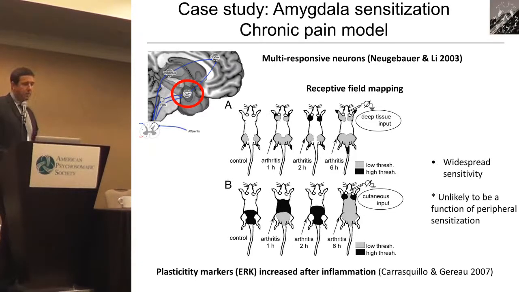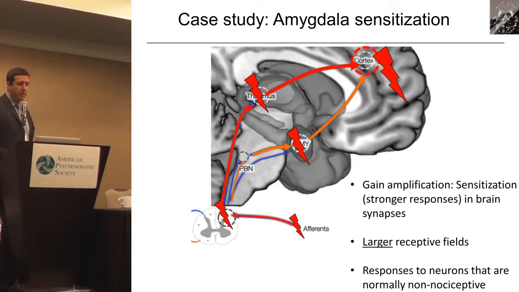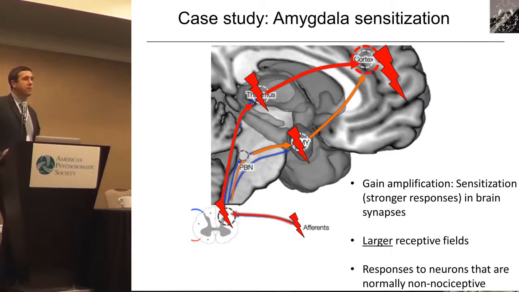So now I've just shown you two examples of sensitization in two different ascending pathways. And this can happen at the level of the periphery, it can happen in the spinal cord, and it can happen above the neck as well. So I would say that there's sensitization at multiple levels, potentially. So there's gain amplification, there's larger receptive fields, and there's responses in neurons that are normally not nociceptive and now are nociceptive.